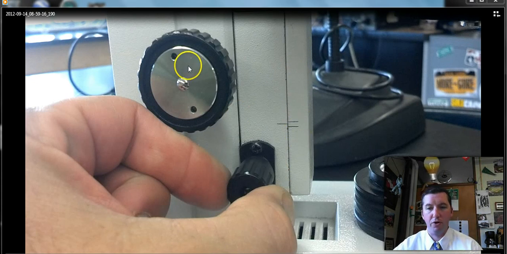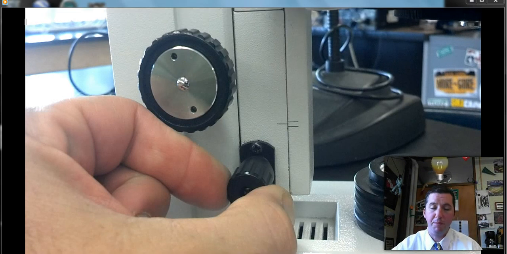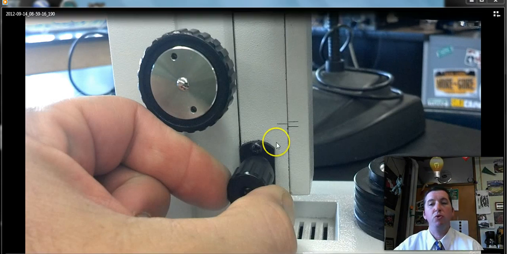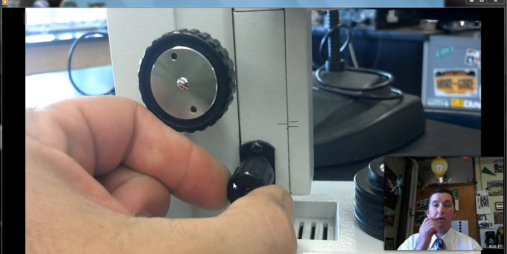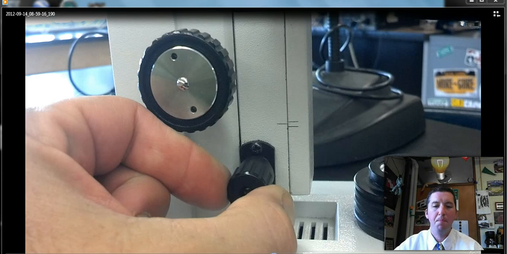All right? So again, your coarse and your fine adjustment. So coarse, just to review, coarse is on low power and can be on medium power. Your fine adjustment is usually used during medium and high. Again, you never use the coarse adjustment on high power. Let's try that again. All right.